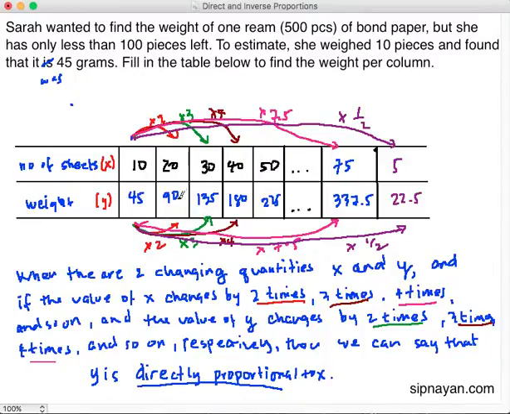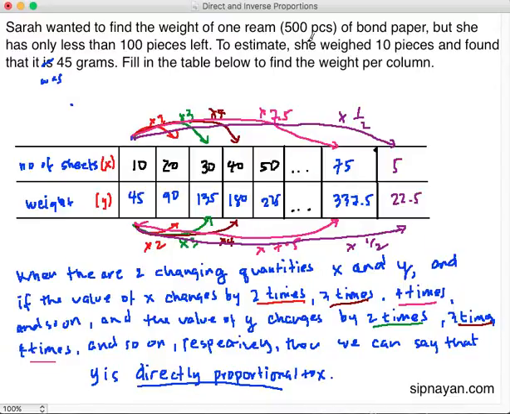And using that principle, makukuha mo na yung weight ng 500 pieces of bond paper. Now, hindi na natin isosolve yan kasi sinolve na natin yan from yung first video natin.